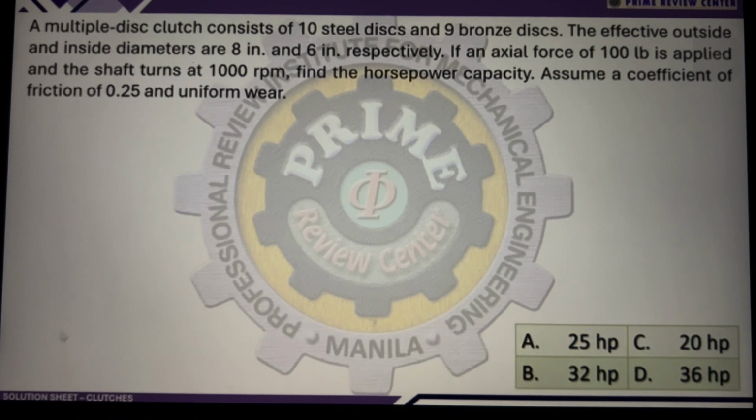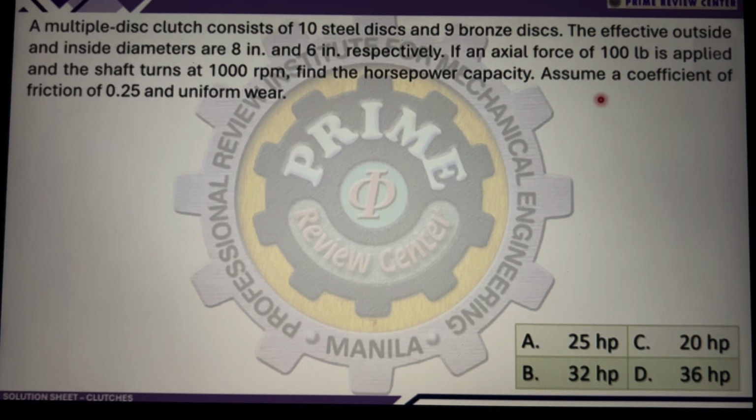Okay, so another problem sa ating clutch. So, ito naman ay multiple disc. Basahin ko lang. A multiple disc clutch consists of 10 steel discs and 9 bronze discs. The effective outside and inside diameters are 8 inches and 6 inches respectively. If an actual force of 100 pounds is applied and the shaft turns at 1000 rpm, find the horsepower capacity. Assume a coefficient of friction 0.25 and uniform.